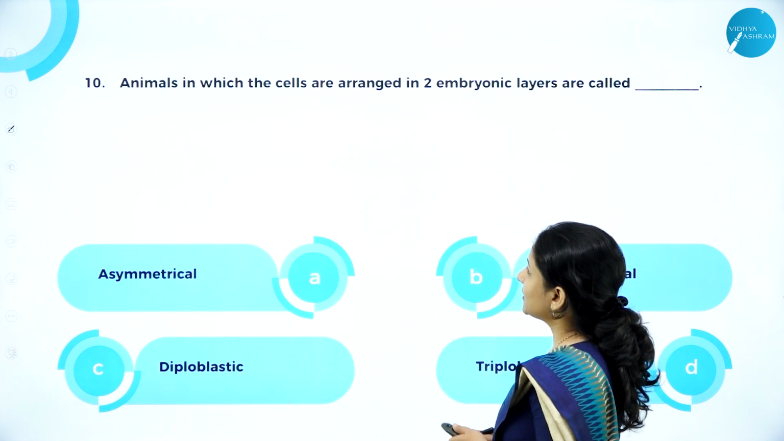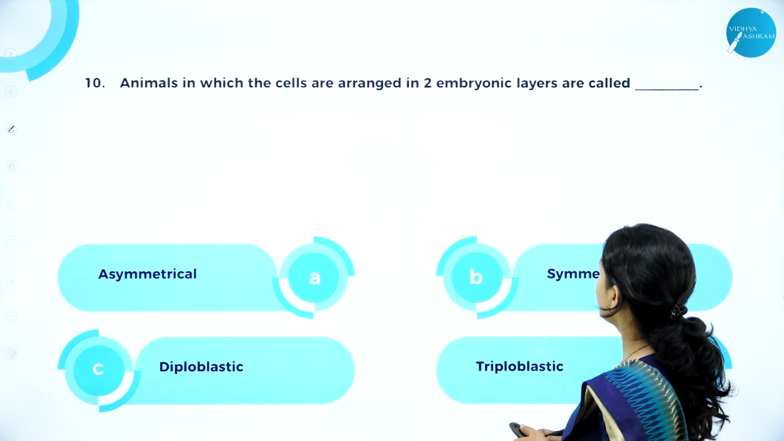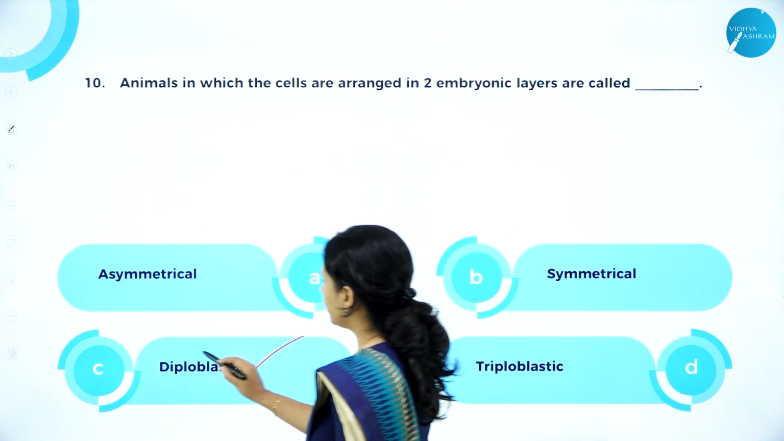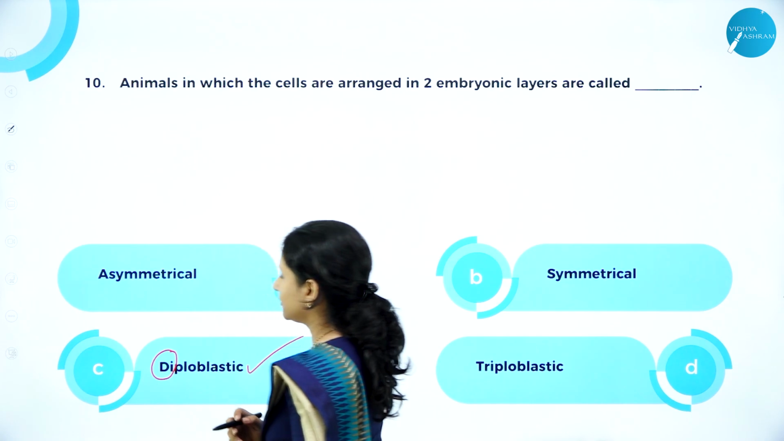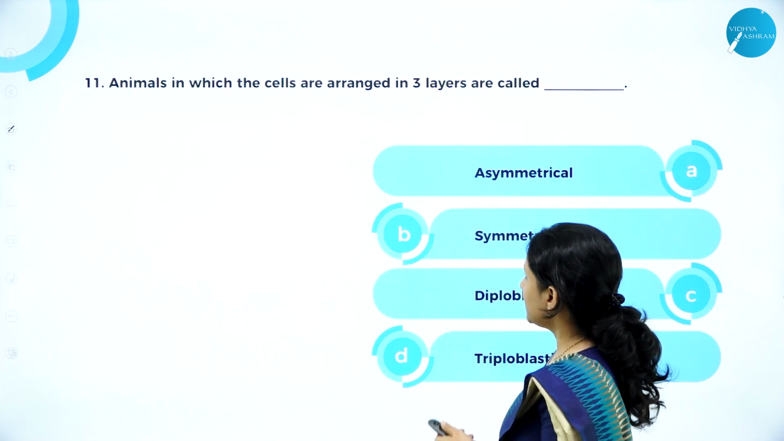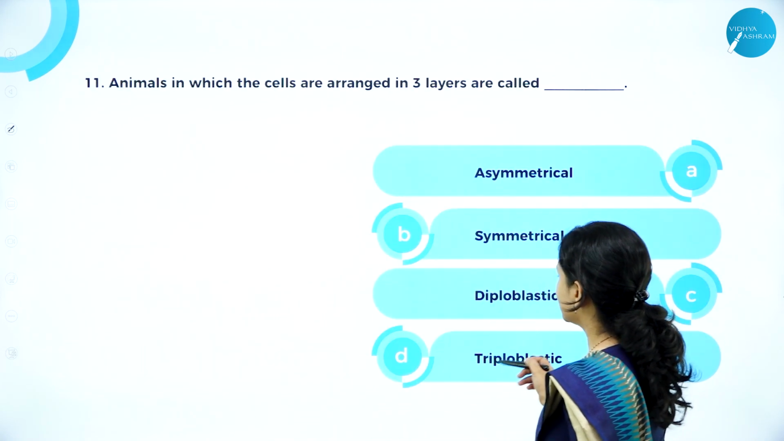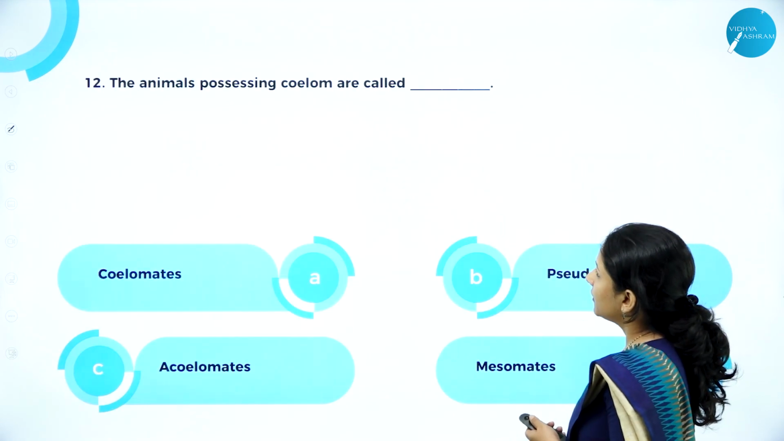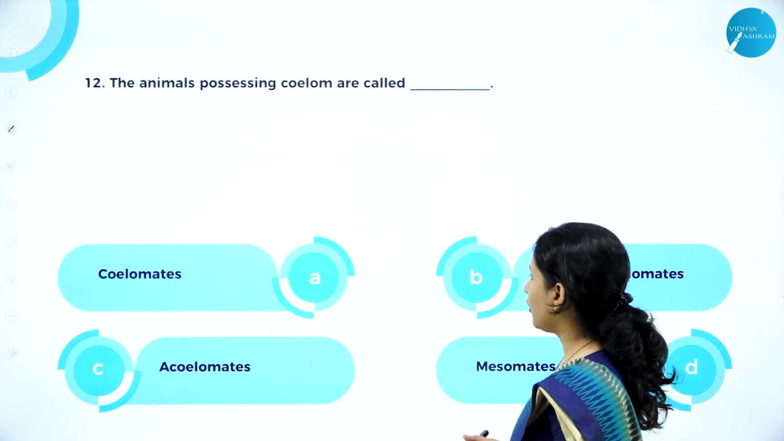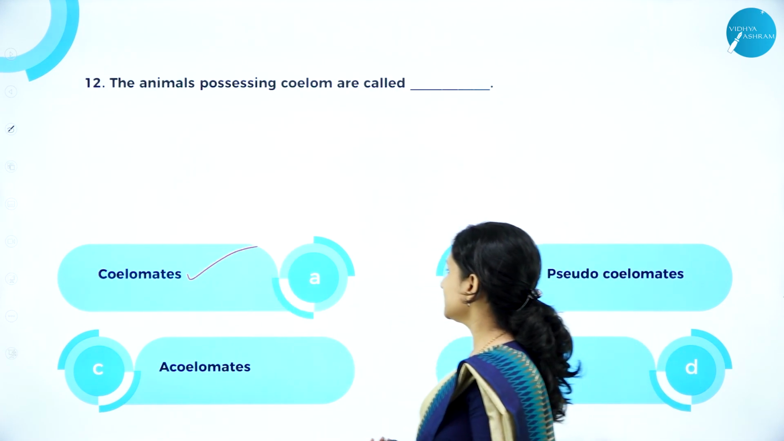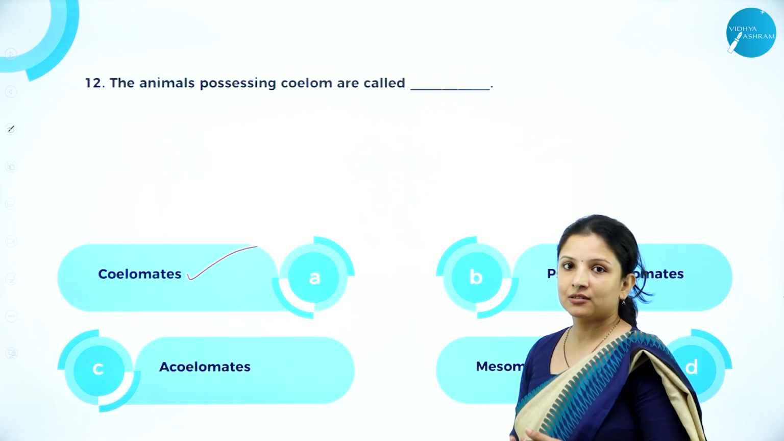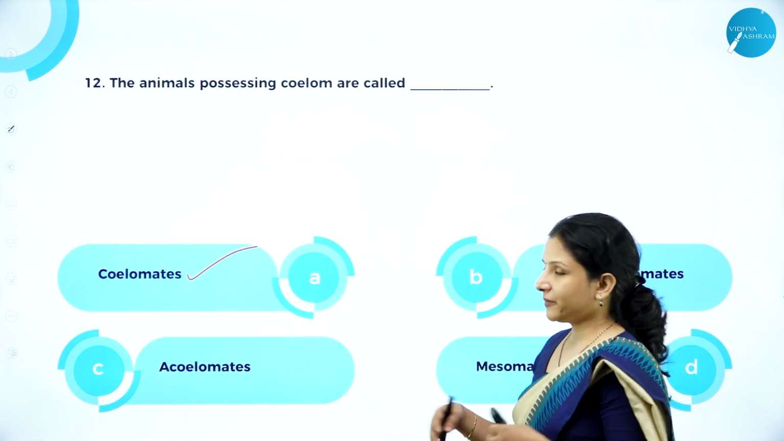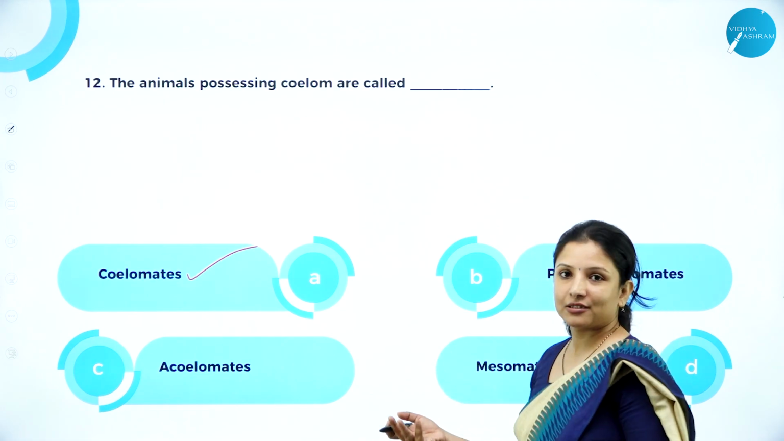Next one, animals in which the cells are arranged in two embryonic layers are called diploblastic. Here only two means diploblastic. Animals in which the cells are arranged in three layers are triploblastic. The animals possessing coelom are called coelomates. The answer is A. Pseudocoelomates means they have a coelom, but it is a false coelom. Acoelomate means they don't have a coelom. Mesomates, there is no term like that.